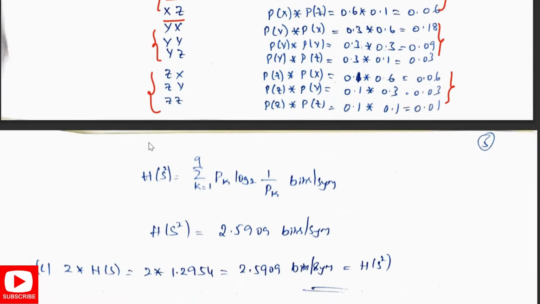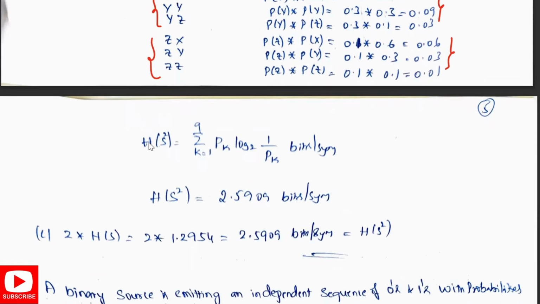After finding this, now you need to find the H of S square. That is equal to what? How many probabilities are there here? 9. So our n is equal to 9. Sum of Pk log to 1 by Pk bits per symbol. Again, the entropy formula. So apply this formula to these values. You will be getting the answer as 2.509 bits per symbol.